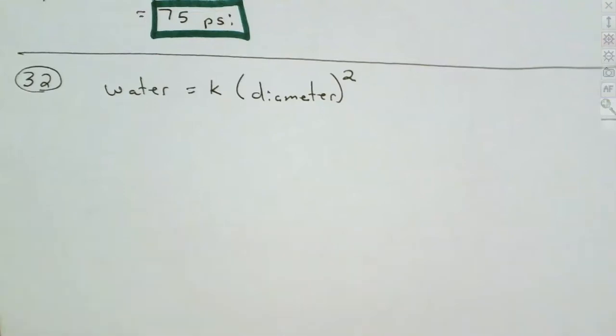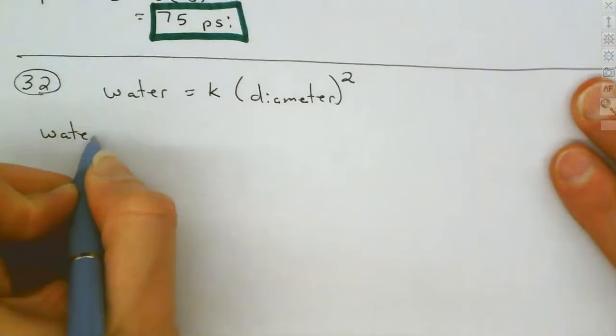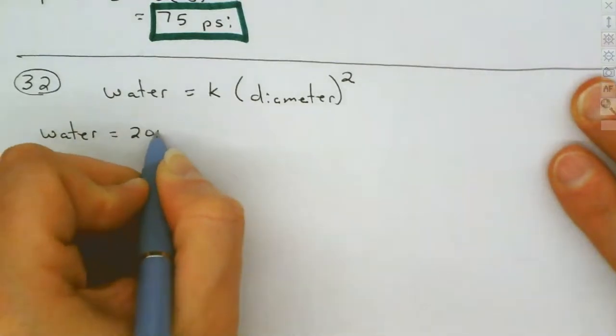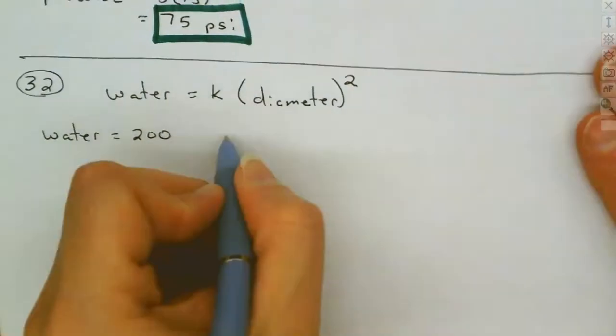Now, what do we know? What is given here? It says, emptying in this canal, we get 200 gallons of water. So the water is going to be 200. And then that is 200 gallons in an hour, and the diameter is 6 inches.